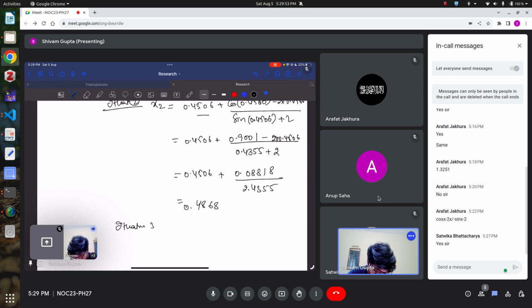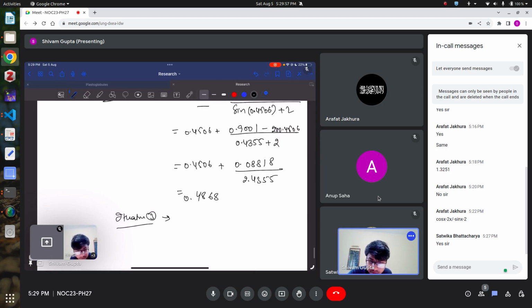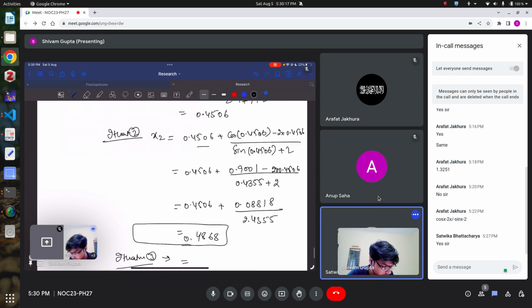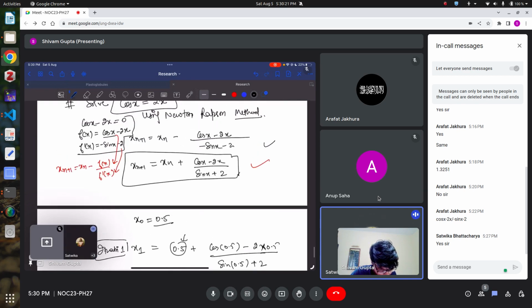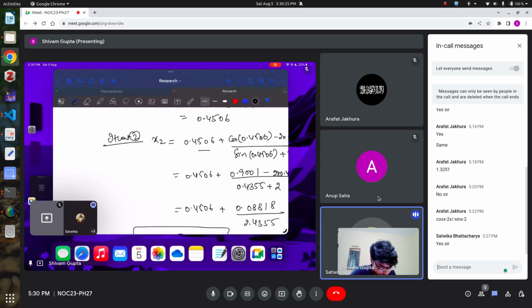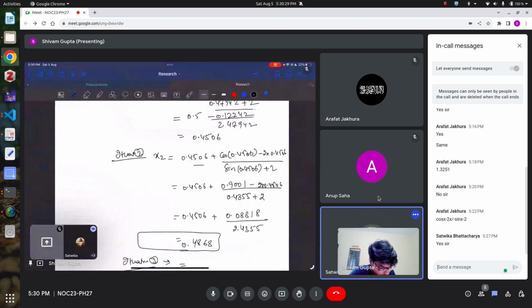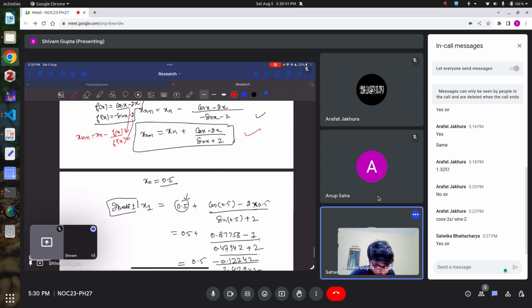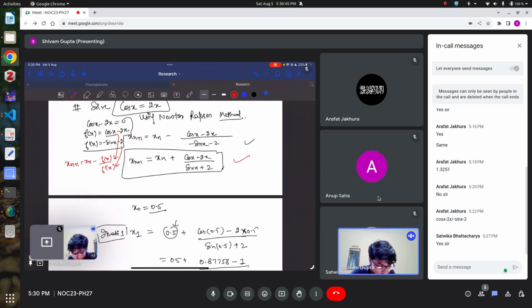Now we go to iteration 3. Sir, in the last iteration part, why is there a multiplication of 2 here? In x2 equals 0.4506 plus cos this minus, from where does this 2 come? Okay. So here in the formula we have cos x minus 2x. Oh yeah, sorry sir, got it.